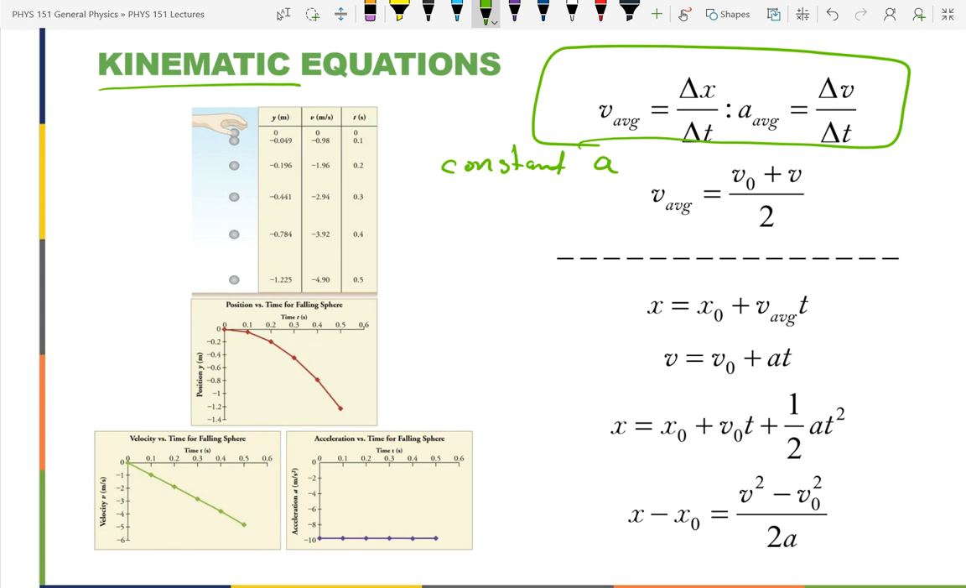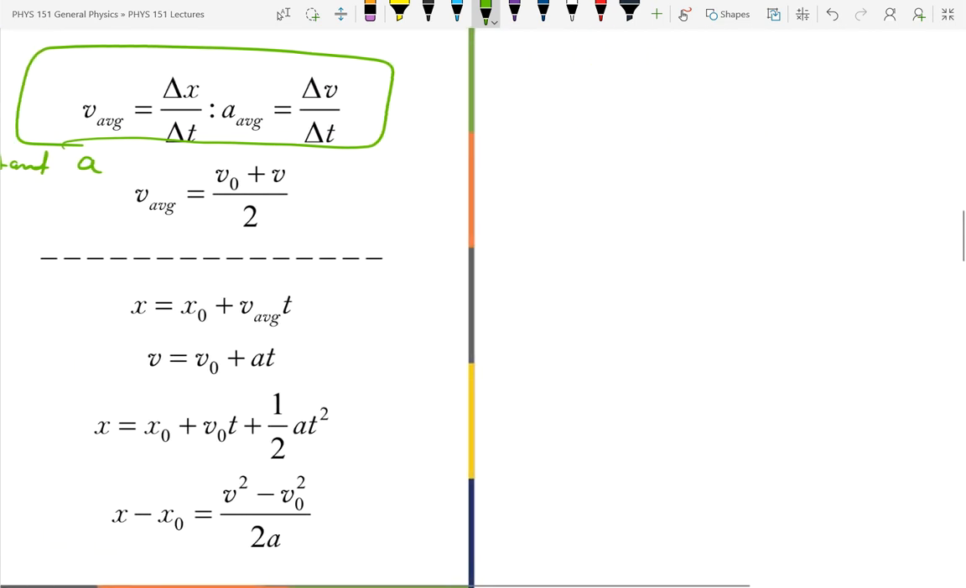And then by combining those two, we can say, well, let's take the top equation, V average is equal to delta x over delta t. If I solve that for delta x, I have delta x is V average multiplied by delta t. So if I want to find out how far something traveled and I know its average speed, I just take that average speed multiplied by the time it traveled. Simple enough.